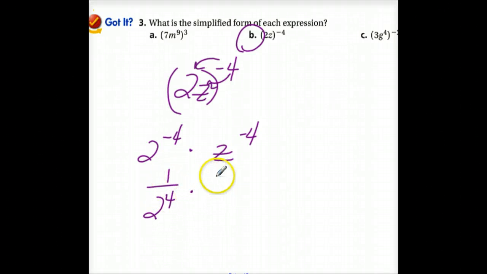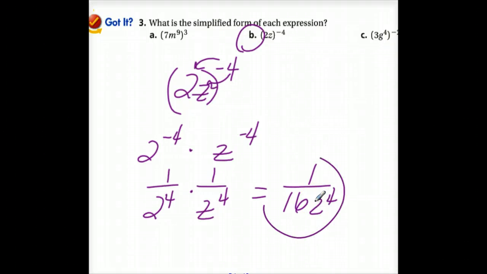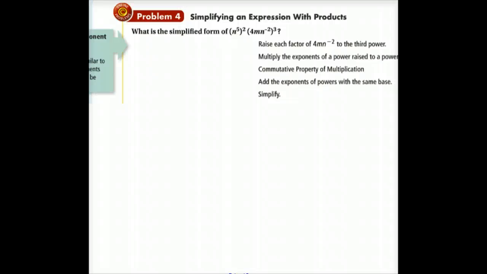1 over 2 to the 4th times 1 over z to the 4th. My answer, 1 is going to remain on top, 2 to the 4th power is 16, and z to the 4th will just remain z to the 4th. So negative exponents you can flip to the denominator to make them positive.